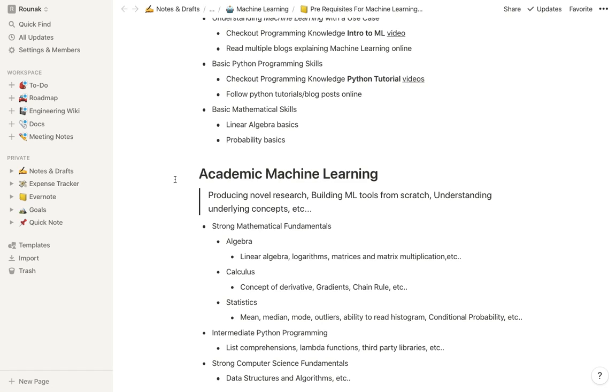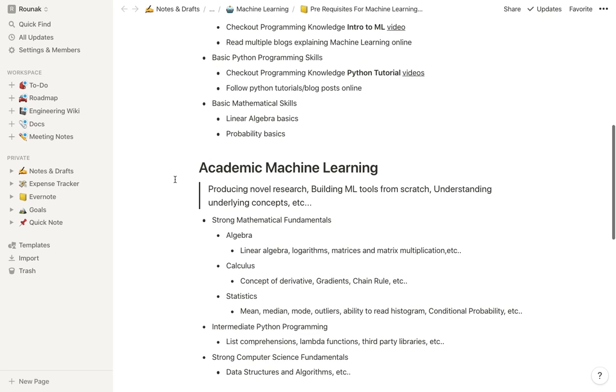The first thing is strong mathematical concepts. As you'll be producing novel research, or trying to read complicated research papers and also build tools from scratch, you should have a strong mathematical foundation. In algebra, we must know how logarithms work, how matrices work, how to perform matrix multiplication, and things like that. In calculus, we should know the concept of a derivative, the chain rule, partial derivatives, and gradients. In statistics, we should know the simple statistics basics, which is mean, median, mode, then how outliers work, the ability to read a histogram, and some concepts like conditional probability.